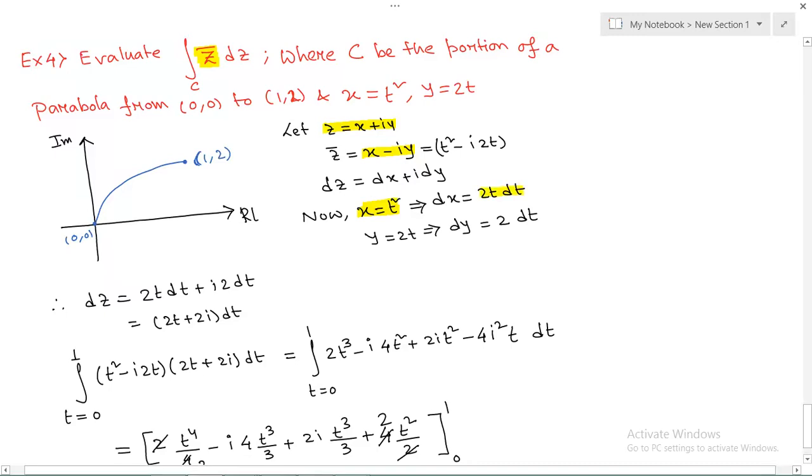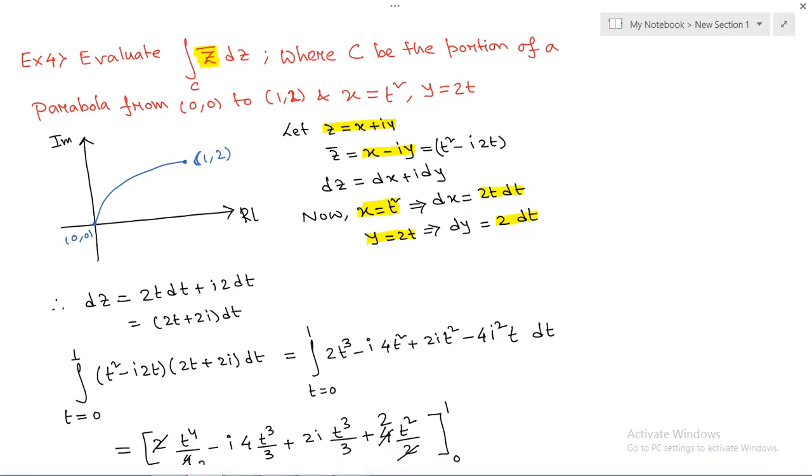Similarly y equals 2t. So what is our dy? dy will become 2 dt. So for the previous question, since y and x were given as a relation, but here the y and x relationship is not given, the parametric form of the equation has been given. So everything we are changing in terms of the parameter, and the limit of the integration will also depend on the parameter.